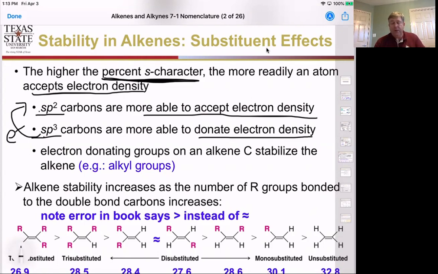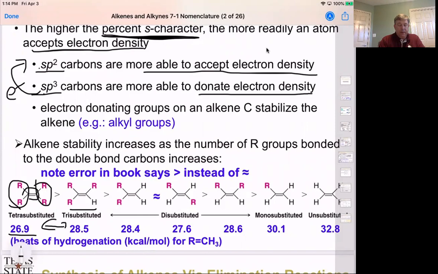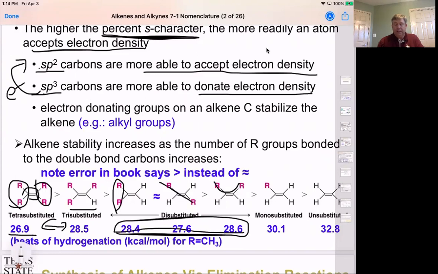So let's look at that in the function of different types of alkenes. If we look here at the bottom, we see that our tetrasubstituted alkene, internal alkene, has the lowest heat of hydrogenation of around 26.9 kilocalories per mole. Okay, and that is lower than that of the trisubstituted. And so we see that there's a difference in heat and energy from that. Now, if we look at disubstituted, if they're substituted on the same side versus trans versus cis, there's a slight difference in them, but they're all approximately in the same range here.